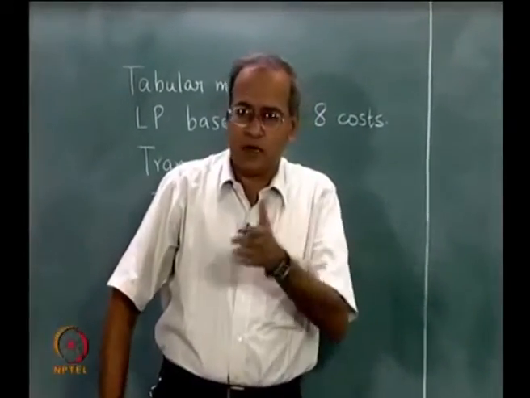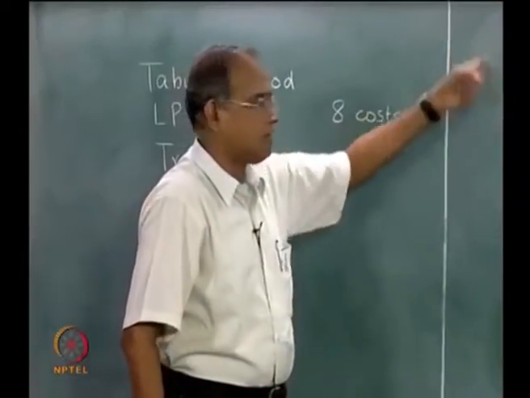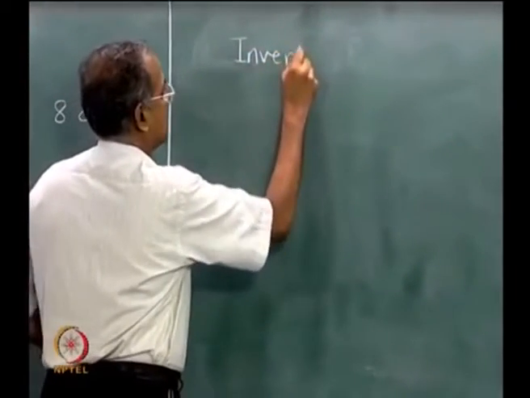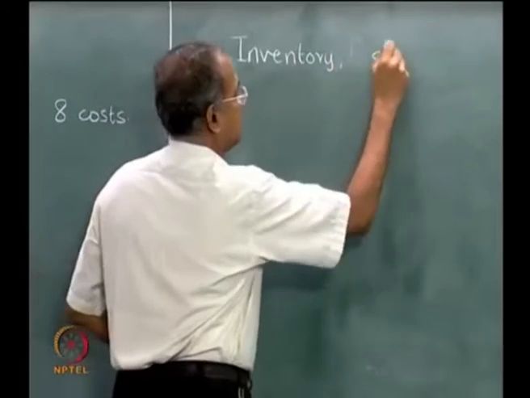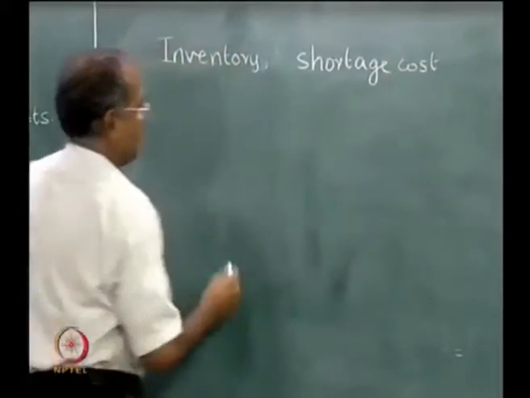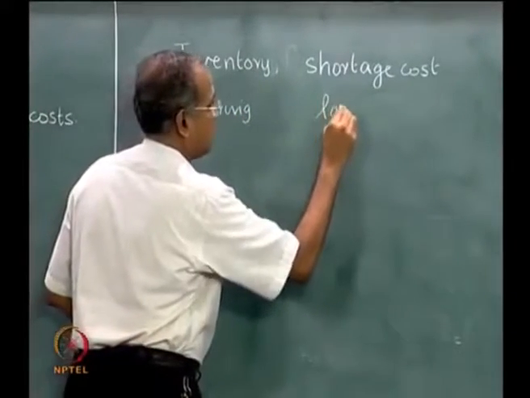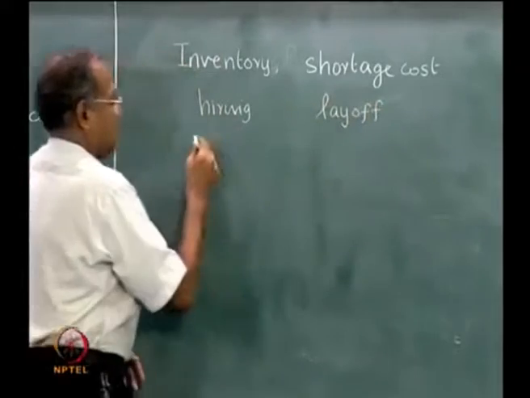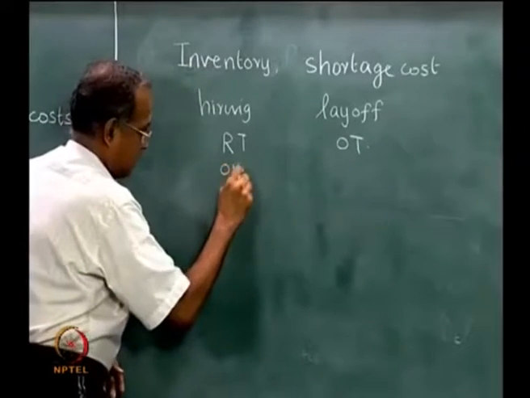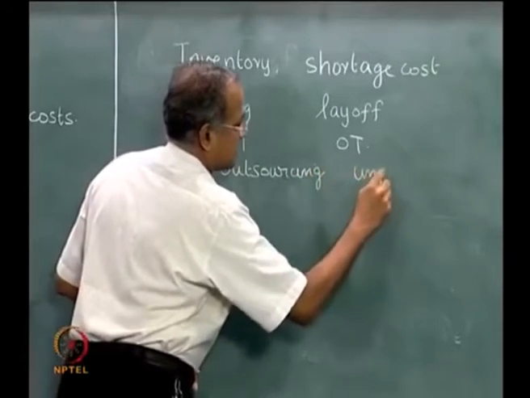If we look at the costs that we wrote, 8 different costs. So, let me consider 2 of those costs here. One is the inventory cost and the other is the shortage cost. The other pair is hiring and layoff, and then of course regular time, overtime and outsourcing and underutilization.